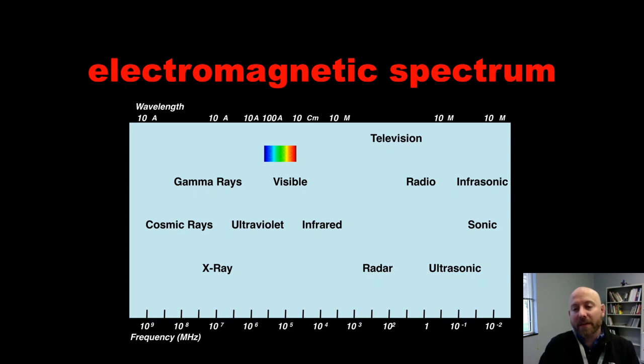So what we have here is, on this side of things, it's very low energy, and on this side of things, it's very, very high energy. But the visible spectrum is about in the middle right there, and it's something that we probably understand and interact with the most.